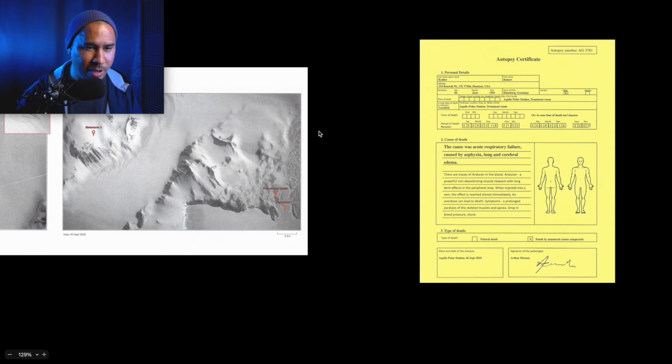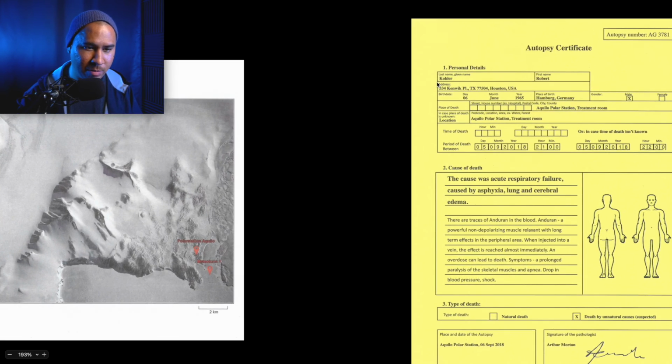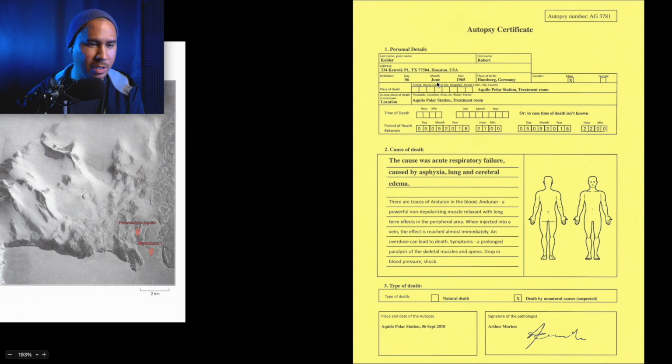All right, next we have an autopsy. Maybe this gives us a time of death. It does not. But it gives us a period of death, which we kind of knew already. Yeah, 2100 to 2200 hours. So he's from Hamburg, Germany, born June 6, 1965.